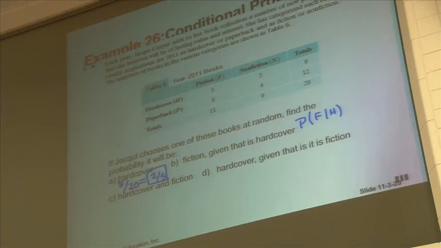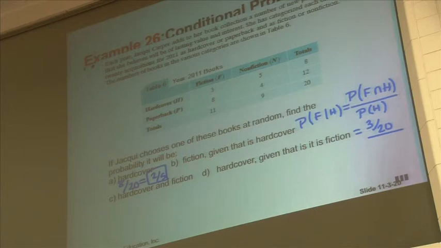So we want the probability that she gets a fiction given hardcover. Okay. So if you write out the formula, that's the probability across the top that it is both fiction and hardcover. So you take the intersection across the top. And then you divide by the probability that it's a hardcover. Follow the formula. Looking at our chart, what's the probability of choosing a book that is both fiction and hardcover? 3 out of 20, right?